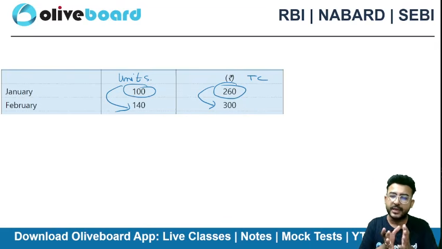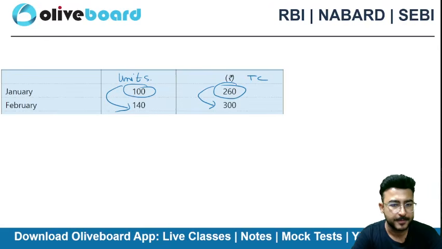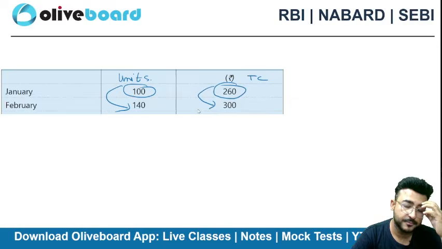Over to you guys. Tell me how we can segregate the variable cost and fixed cost. Can you calculate the variable cost per unit? Anyone? Just try to give it a shot. This is the total cost per unit.